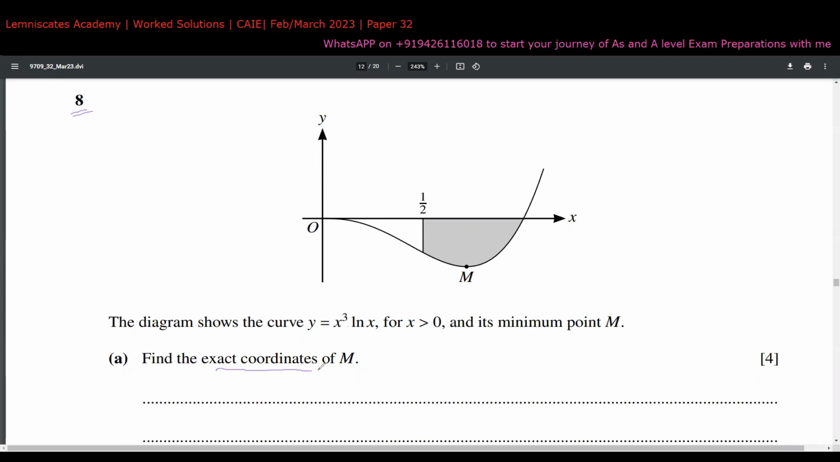Exact coordinates means we don't need to give answers in the format of decimals. It could be in the format of surds. It could be in the format of fractions. Something which is not in decimals represents some exact coordinates, or an exact value.